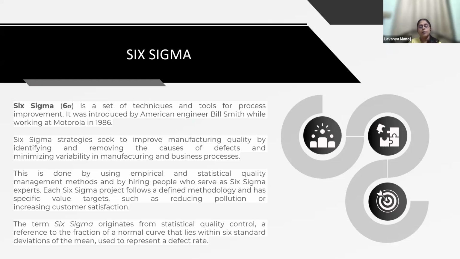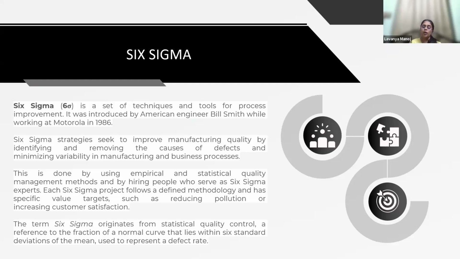So how is this done? By using empirical and statistical quality management, and by hiring people who serve as Six Sigma experts. If you want to become a Six Sigma expert, you have to do a course for that, and then you can be a Six Sigma expert. There are various levels in the Six Sigma certification.